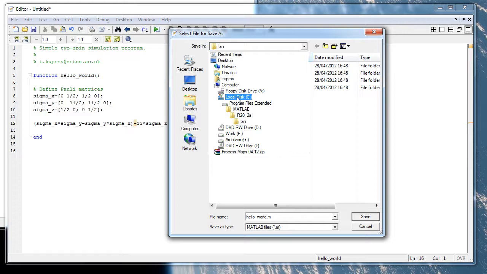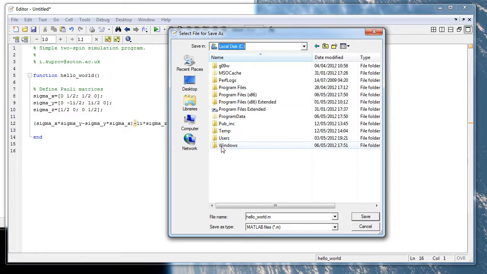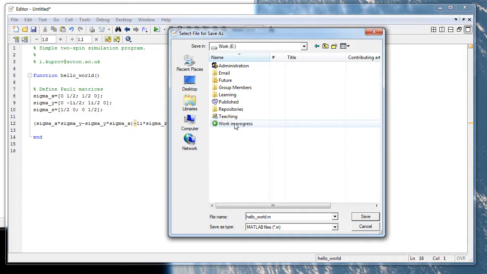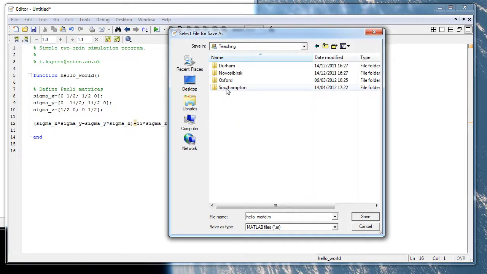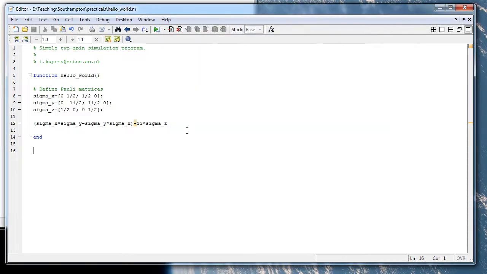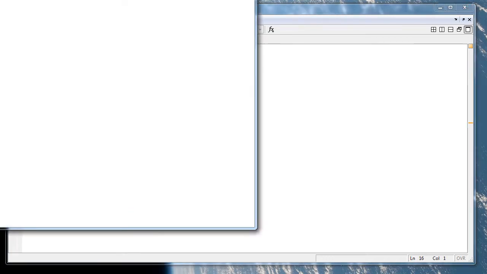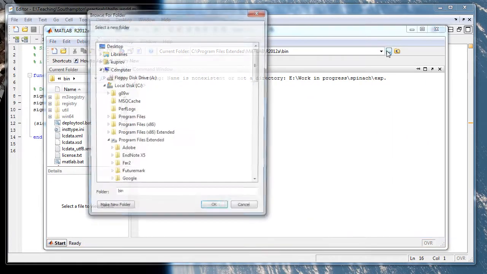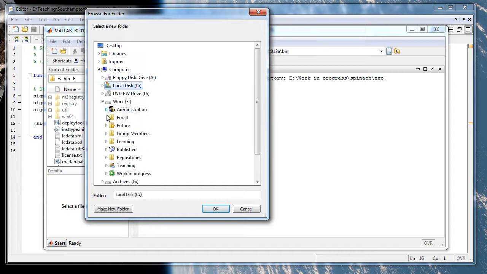And I'll just find myself a directory here somewhere. Where to put it? Let's just create some directory on my very large disk in here, Teaching Southampton practicals, and save it there. So our hello world.m goes into there. So I'll get to MATLAB's main window, scale it into the size of the screen that's being recorded here, and get to the directory I have just created.